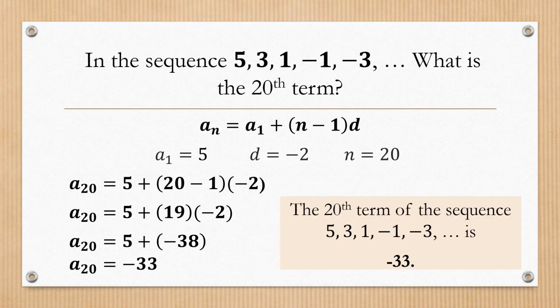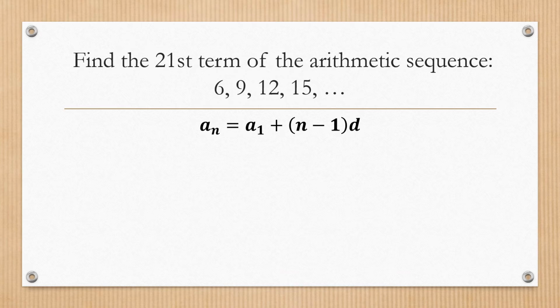So therefore, the 20th term of the sequence 5, 3, 1, -1, -3 is -33. Let's have another example. Find the 21st term of the arithmetic sequence 6, 9, 12, 15. So we first identify the first term, which is 6, and then the common difference can be obtained by subtracting two consecutive terms. So we have 3 as the common difference, and n, or the term number, which is 21, since we are looking for the 21st term.